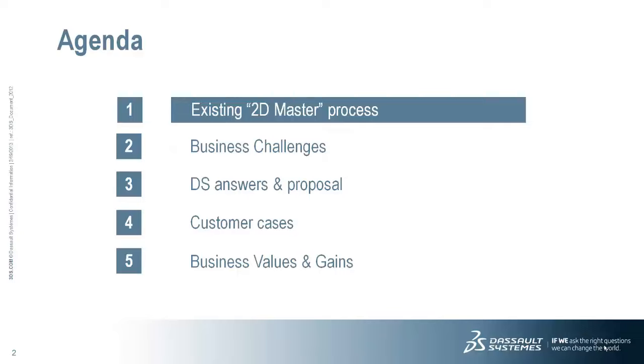First we'll look at the existing process, which is typically defined in 2D. We want to reassess that and describe how 3D will become more and more important, not only for geometry, but also for specification. We will dive into the business challenges faced across multiple industries and disciplines, and where they need to make some changes. We'll then review our answer to these challenges, and we will quickly review some customer cases. Finally, we'll recap all of that in the context of the business benefits.